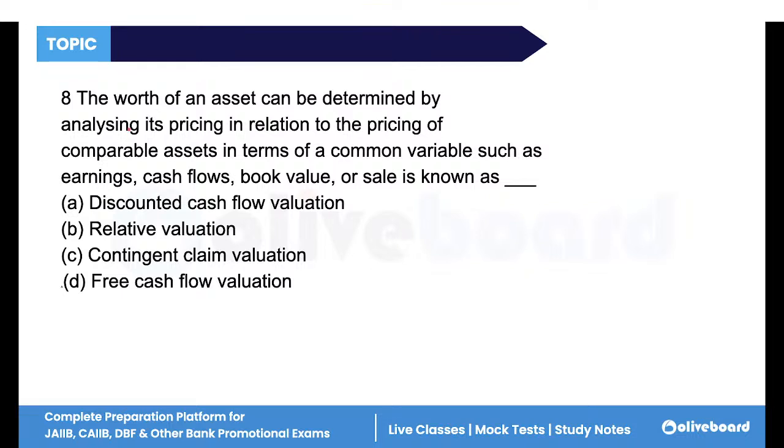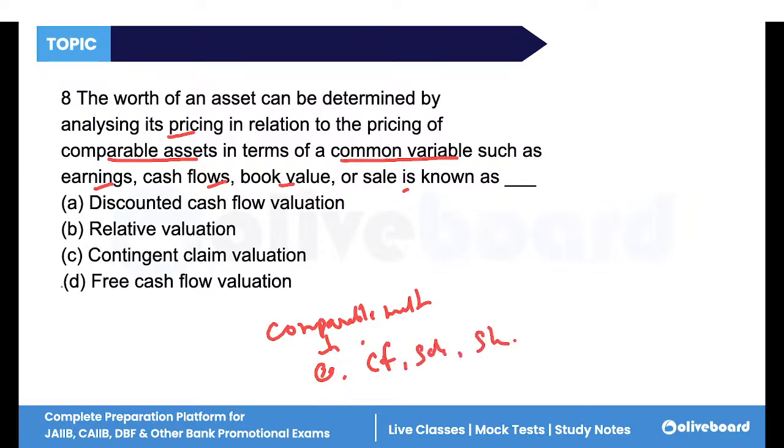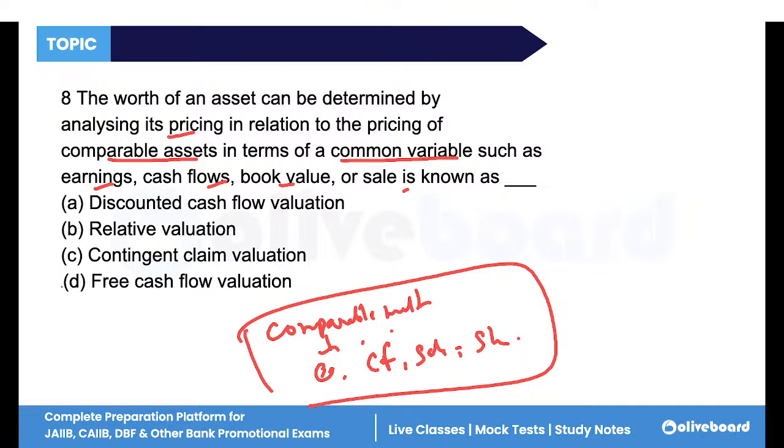The worth of an asset can be determined by analyzing its price in relation to comparable assets, in terms of common variables such as earnings, cash flow, book value, or sales. You are valuing that company with the help of comparables. You are following the comparable method, comparing the earnings, the cash flows, the sales, the shares. What type of valuation is this? Discounted, relative, contingent, or free cash flow valuation. If you are comparing the assets, that will come under relative valuation. That is relative valuation. Clear?